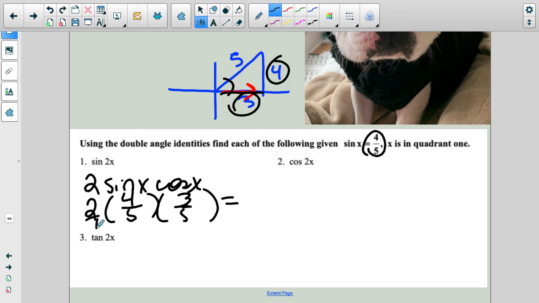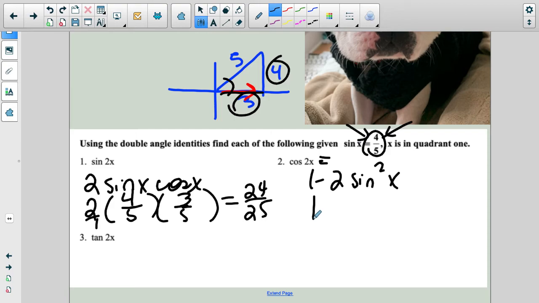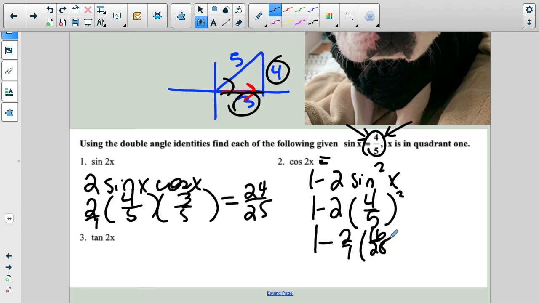This is 2 over 1. If you multiply that, it gives you 24/25. Now for cosine 2x, I have 3 choices. I'm choosing 1 minus 2 sine squared x because they gave me that one. So I'm going to say 1 minus 2 times sine of x, which is 4/5, squared. Order of operations, that's 16/25.